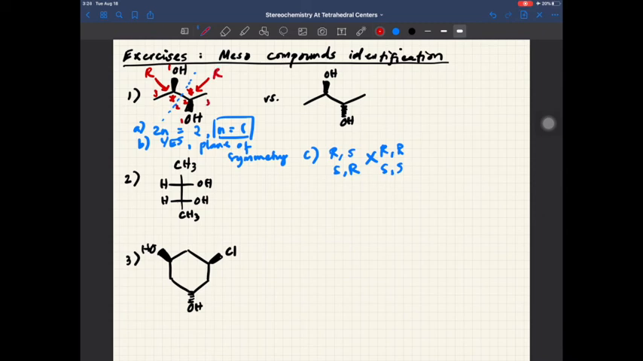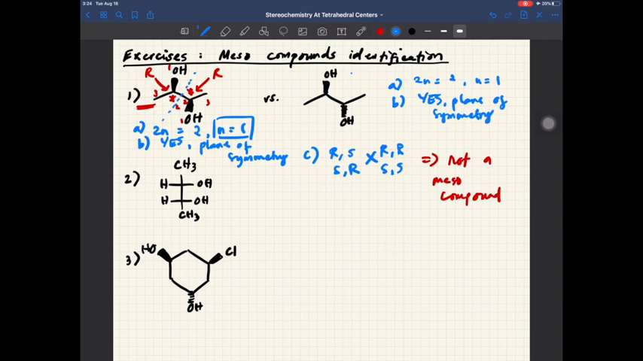So since you have different designation for its relative configuration, this compound is not a meso compound. Not a meso compound. Let's look at its counterpart. In this context, you have 2n is equal to 2, n is equal to 1. Secondly, it has a plane of symmetry, which is situated here.